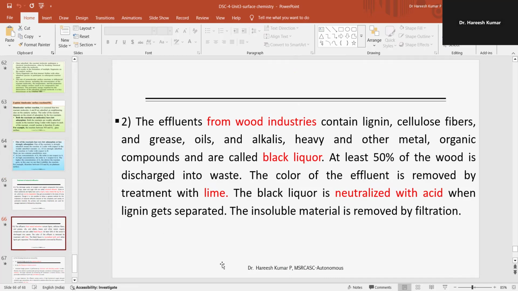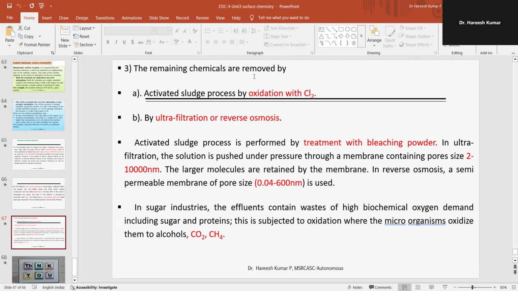The effluents from the wood industry contain lignin, cellulose fibers, grease, oils, alkalis, and heavy metal and other organic compounds, and are called black liquor. At least 50% of the wood is discharged as waste. The color of the effluent is removed by treatment with lime. The black liquor is neutralized with acid. When lignin gets separated, the insoluble material is removed by filtration. Then the remaining chemicals are removed by the activated sludge process, by oxidation with chlorine, by ultrafiltration, or by reverse osmosis.